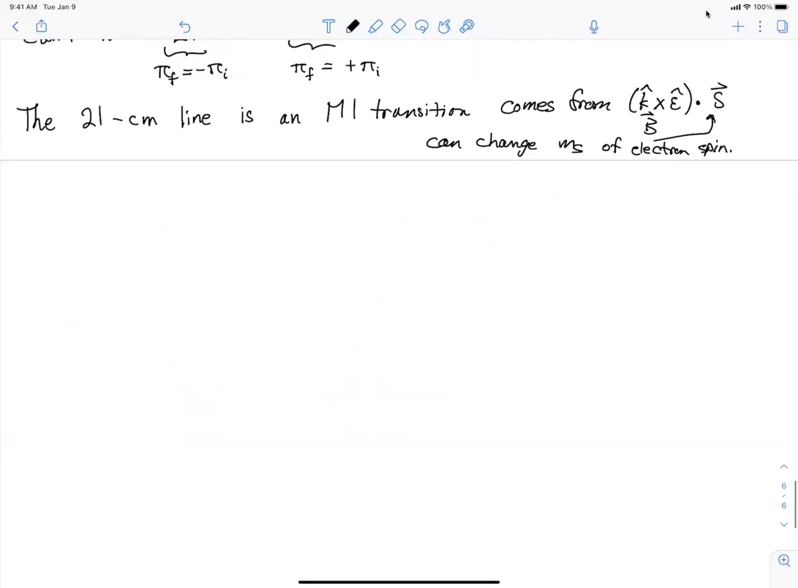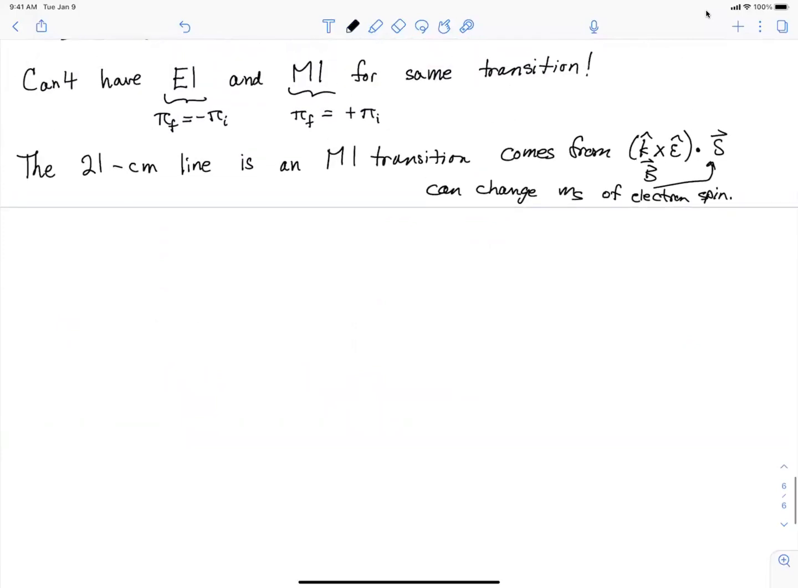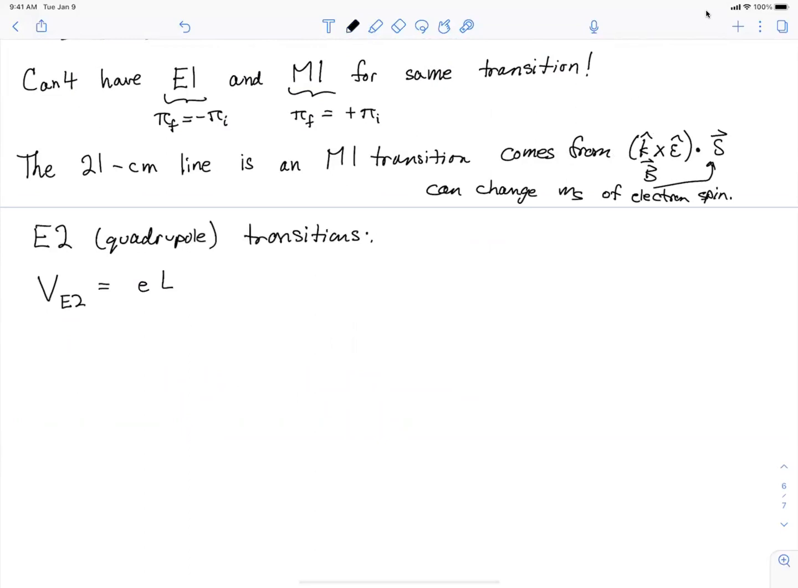Okay, so let's now go on and talk about the E2, or quadrupole, electric quadrupole transitions. If you look at that term in the expansion of the perturbation, it looks like this. It turns out you can write it as a commutator. And this is very much like how we wrote the electric dipole as a commutator.